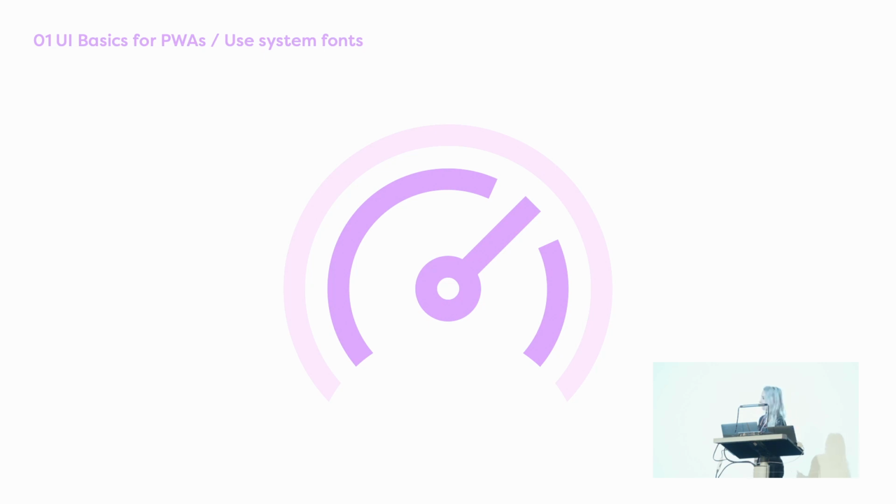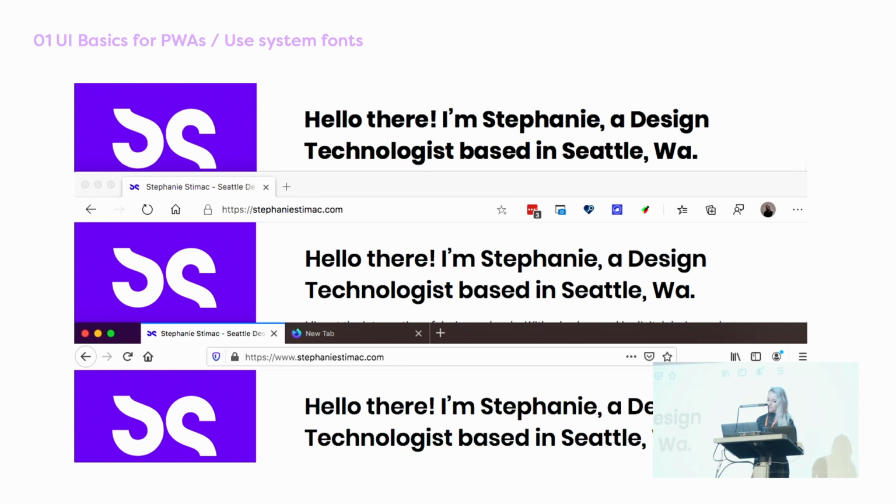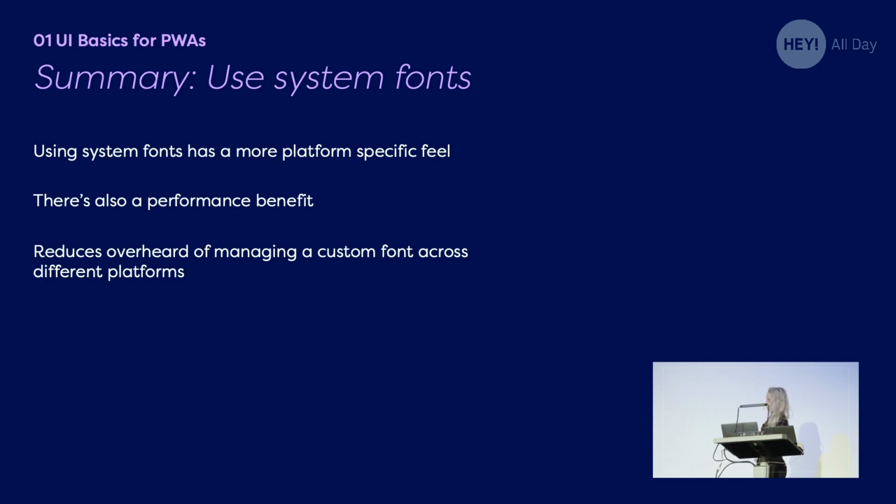You're not having to request a set of fonts and serve those up to your users. The other thing is custom fonts also render differently across different platforms, even in different browsers on the same machine. So relying on the system UI font where possible will reduce some of that overhead of managing and having to test how this looks on a Windows machine, how this looks on an Android device. It's just a little bit less overhead. So using system fonts is going to help create that platform-specific look and feel. It'll feel like it's for Mac. It'll feel like it's for Windows by leveraging those system fonts. It also reduces that overhead on managing a custom font across different platforms and those rendering differences. And there's a performance benefit.